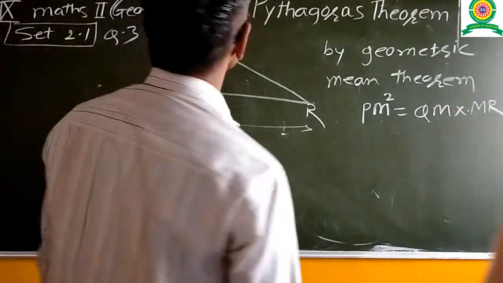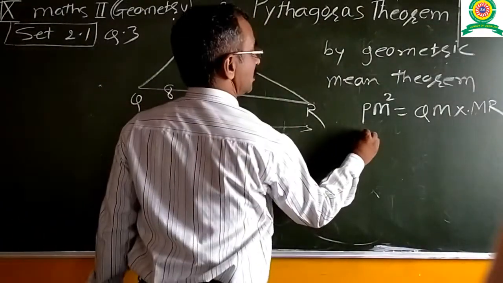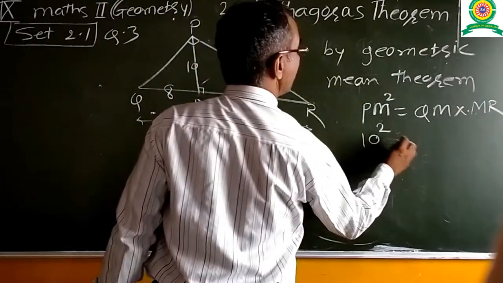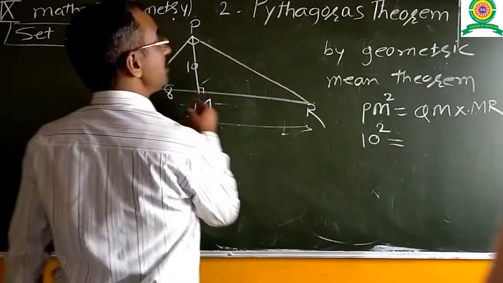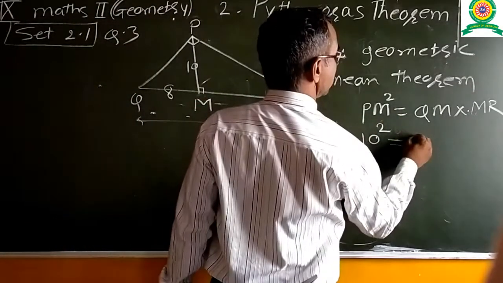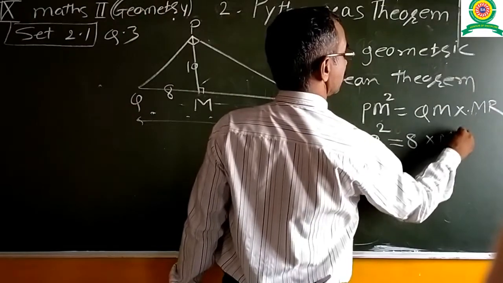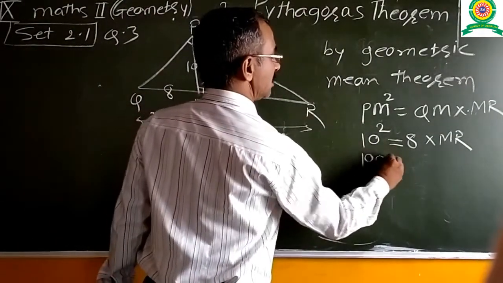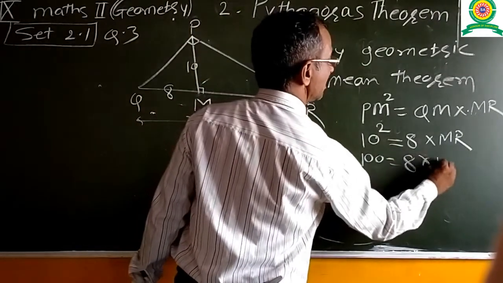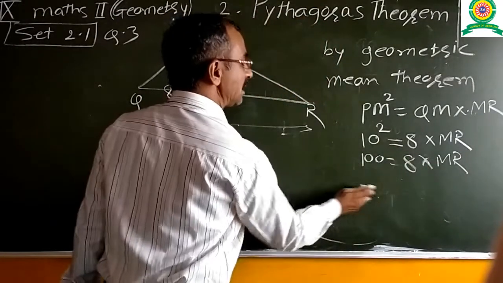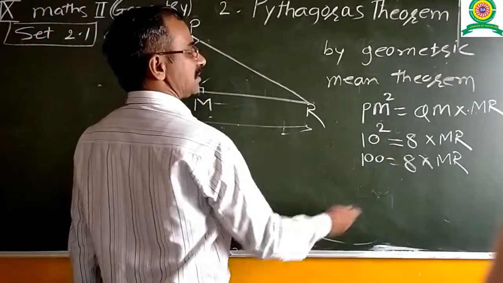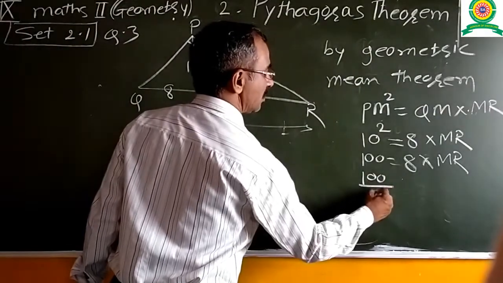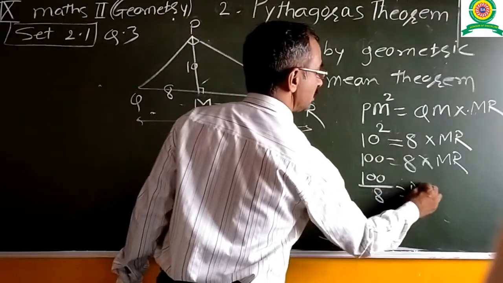So by putting the values, PM squared, the value of PM is given, that is 10, its square. The value of QM is also given, that is 8 into MR. So 10 squared is 100, equal to 8 into MR. When 8 changes side from right to left, it gets divided. So 100 upon 8 is equal to MR.